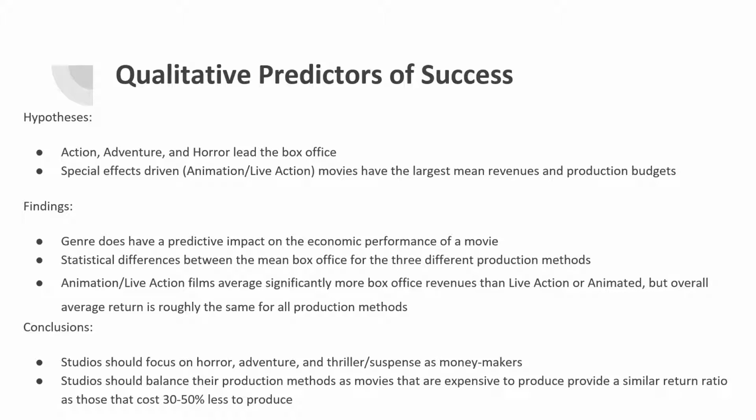Using the ANOVA analysis, there was a statistical difference for the mean box office of the three production methods and a statistical difference for the production budget of the methods. And while, yes, special effects driven movies did show the largest box office returns for the industry, they also had the largest production budgets, and in reality, the percent return for each of the methods was very similar, at approximately a 5.6 to 5.8 multiple.